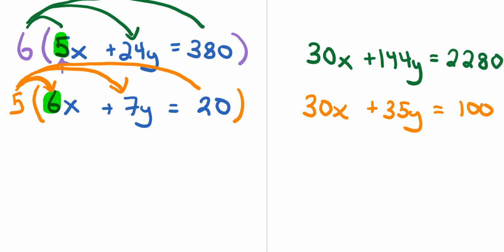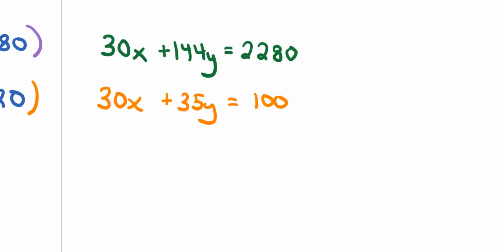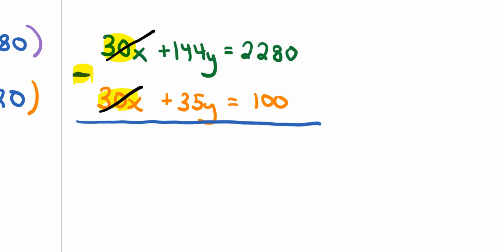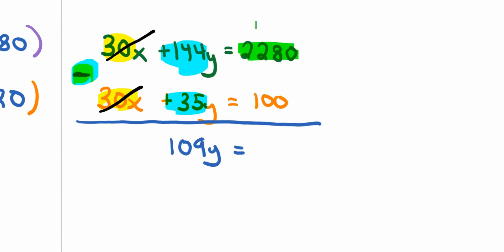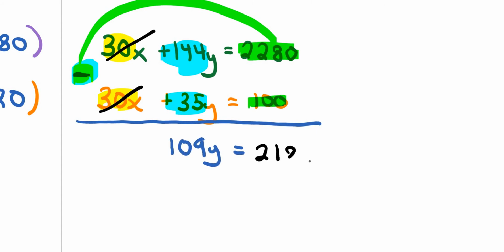All right, so there's quite a bit of steps that we have to do for this problem to get into a situation like this where we can now subtract both equations and solve for the y variable. So let me subtract this, right? So remember, we're doing 30x minus 30x, which is 0. So the x variables cancel. And then you have 144y minus 35y. So 144 minus 35 is going to be 109. So 109y equals. And then finally, you have 2,280 minus 100. And if I do that, I get 2,180.